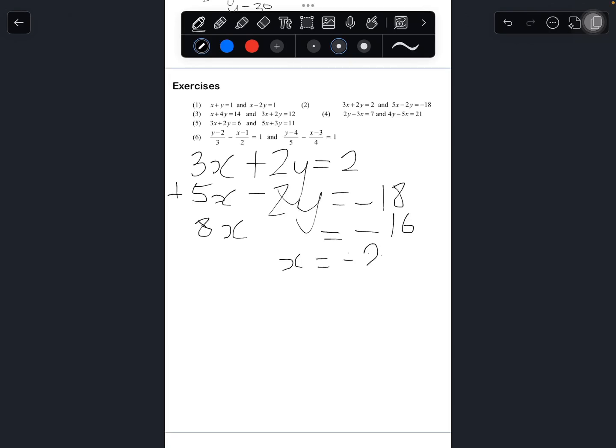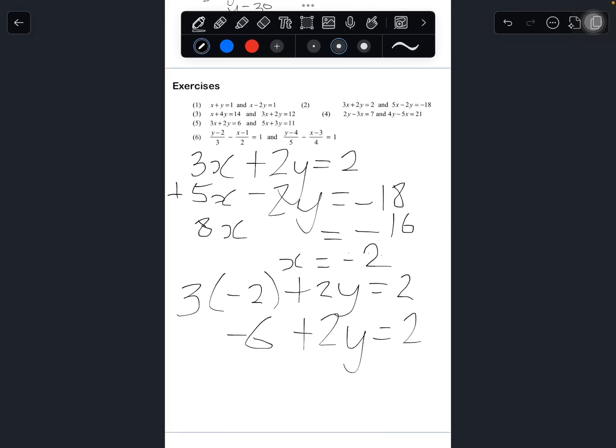X equals minus 2. Right, so then we're going to substitute this negative 2 into one of our equations. So we can have 3 into minus 2, plus 2y equals 2. And we're going to have negative 6 plus 2y equals 2. And then we're going to have 2y equals 8.